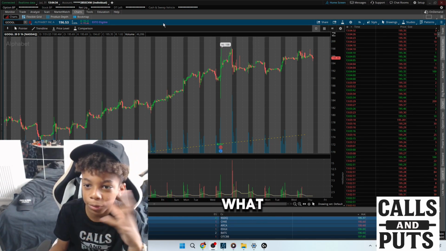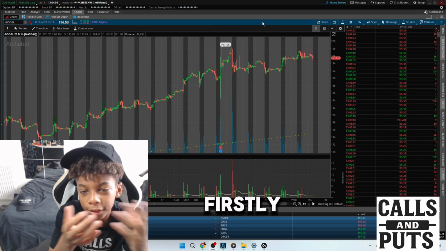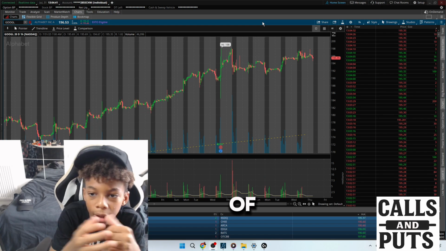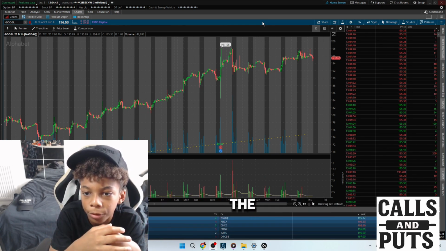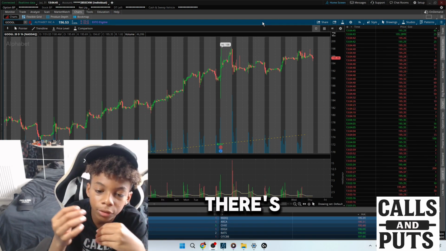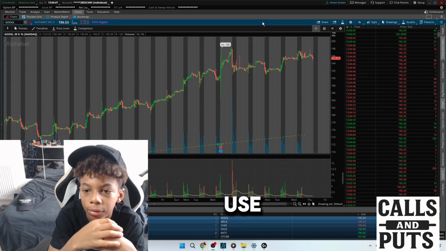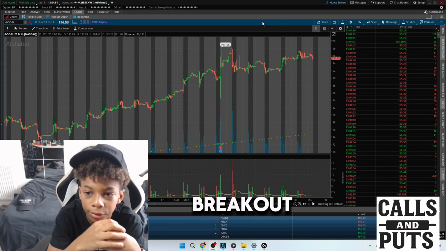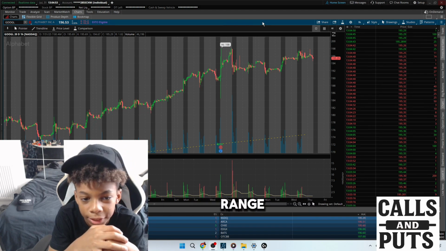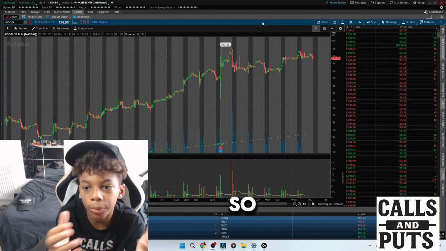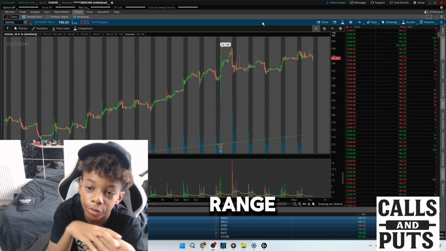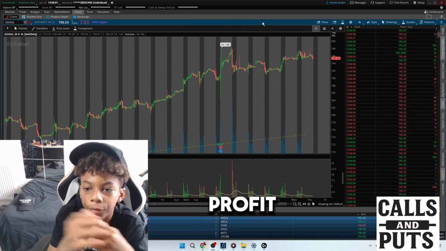So let's see what the strategy is. Firstly, what do I look at? I want to chart out key levels of where price is consolidating, the top of the range and the bottom of the range. There are two different breakouts I use, and two different levels I chart out. Firstly, range breakout. When price is consolidating in a range, which I'll show you in a second, I want it to break out of the top of the range or the bottom of the range, which gives you more profit overall.